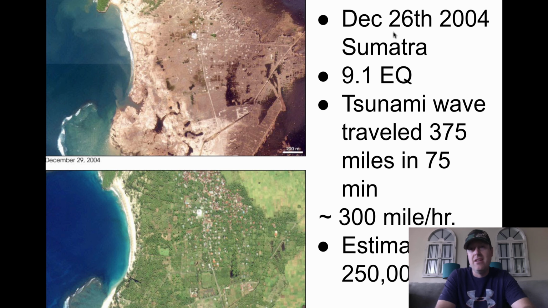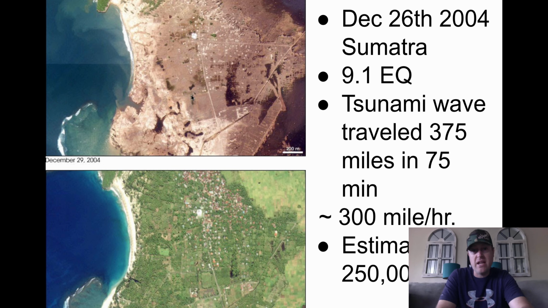December 26th, 2004. And it was about a 9.1 earthquake right off the coast. And that tsunami wave traveled 375 miles an hour in 75 minutes. So that was going about 300 miles an hour. So you can see just a devastation here.